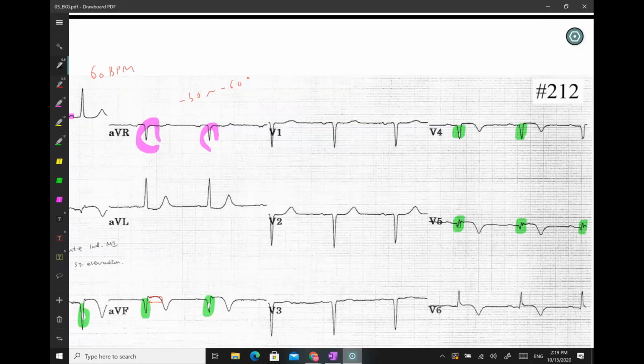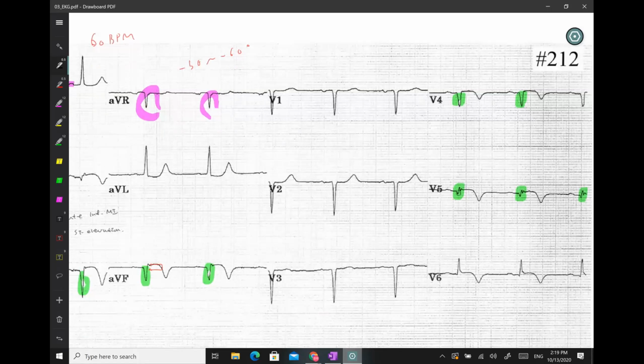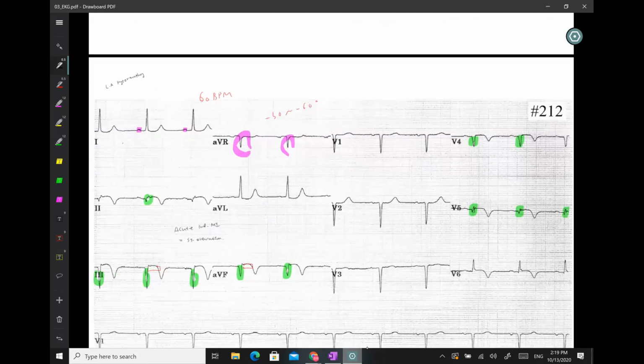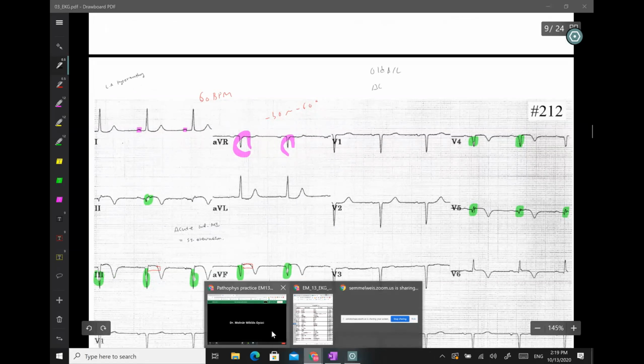So we do have an old, or you can say subacute, because in V4, V5, you have a negative T wave, but in V2, V3, not. So both accepted, you can say that's an old one. So this patient had an old anterolateral MI, and now the patient has an inferior acute MI. Okay. Good. Is it clear? Any question?